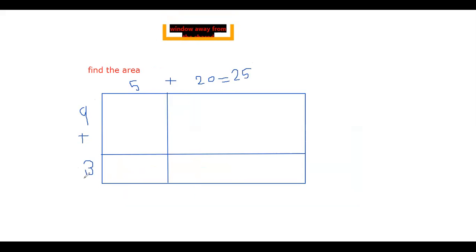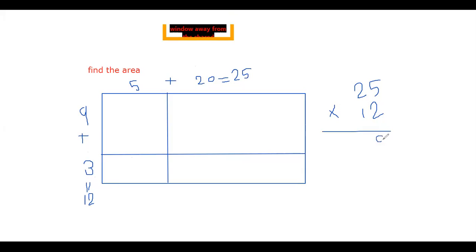And 9 plus 3, that will be 12. So now I need to multiply 25 times 12. So at first add these two numbers and add these two numbers, then multiply the answers. So I will multiply 12 times 25.